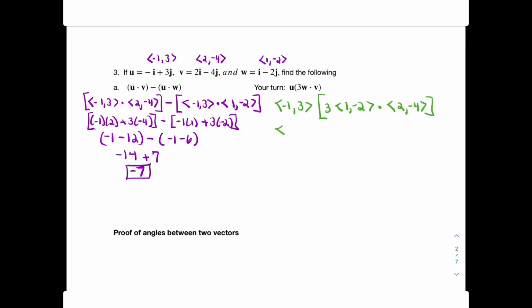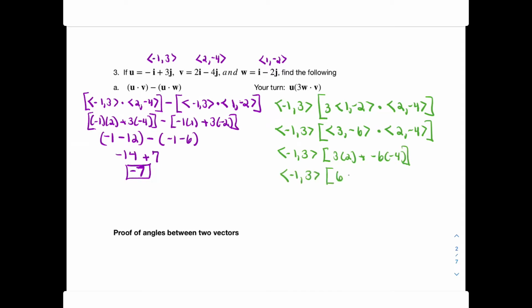Okay, to solve this problem, the order of operations says I need to work inside the parentheses first, and inside the parentheses, I need to do the scalar multiplication first. So I'm going to distribute the 3 into that first vector. And now I'm going to take the dot product of those two vectors inside our brackets. And last but not least, I'm going to multiply the vector negative 1, 3 by our dot product result of 30 to get negative 30 as our first entry of the vector and 90 as our second entry.